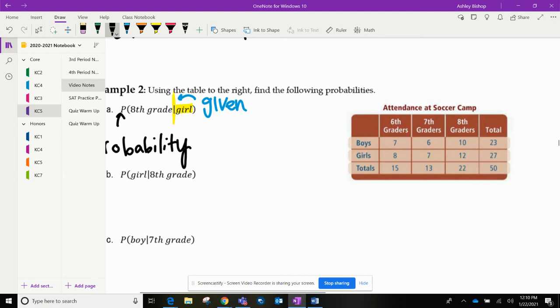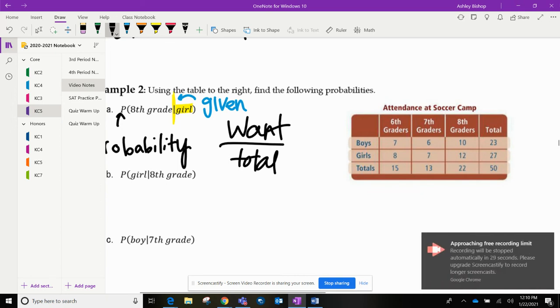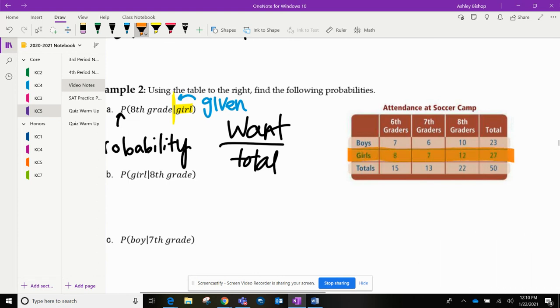All right. So again, I'm going to want something in the form of want over total. And I know that they are a girl. So the condition is that they are a girl. So I'm going to go find the girl column and highlight it because my two numbers need to come from this column. All right. So the total number of girls is 27. So my total is 27. And now I'm going to go find the girls that are in 8th grade because that's what the question says. So in the girl column, I find the 8th grade row, and that would be 12. So 12 over 27.